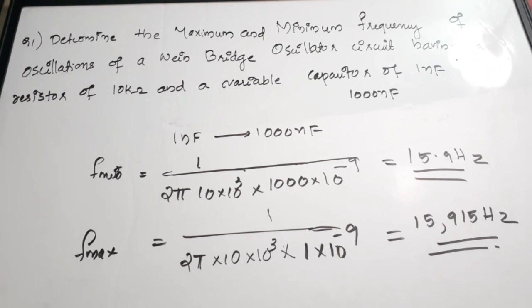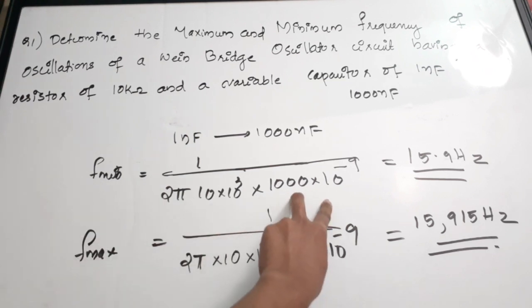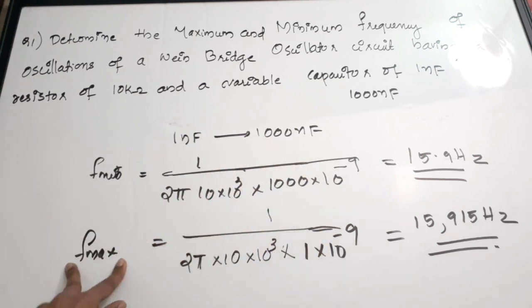And this is a variable capacitor type of Wien bridge oscillator. In order to find the minimum frequency, we have to substitute the maximum value of capacitance. For finding the maximum frequency, use the minimum capacitance. Okay.